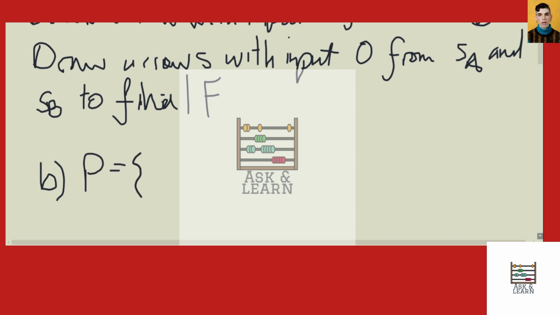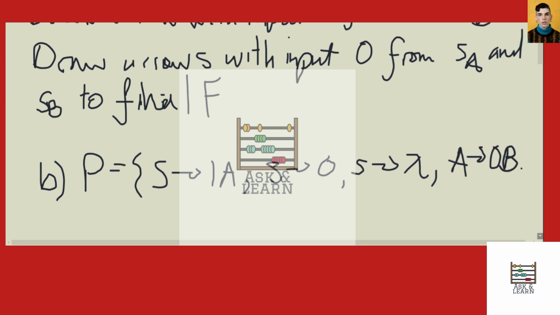P, well, this consists of S can be replaced by 1A, S can be replaced by 0, S can be replaced by the empty string, A can be replaced by 0B, B can be replaced by 1B, and B can be replaced by 1.